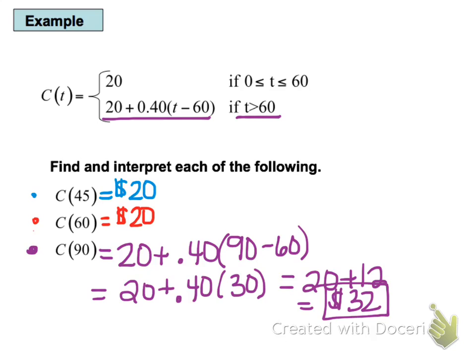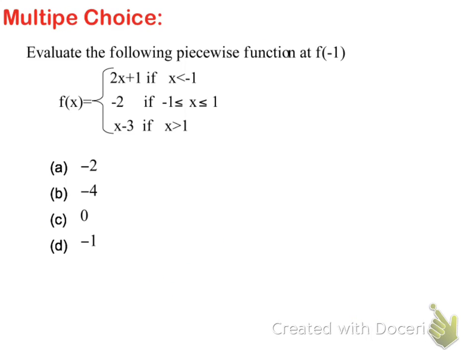So the real big thing you have to do when you're evaluating with piecewise functions is decide which part of the function you are going to use by looking at your domain. Where does your x value fall in your domain, in your limitations? So here's your multiple choice question. You'll notice that your piecewise function now has 3 pieces and you're finding f of -1. So go ahead, find that answer and plug it into your Google form, and then you can continue on with your video.